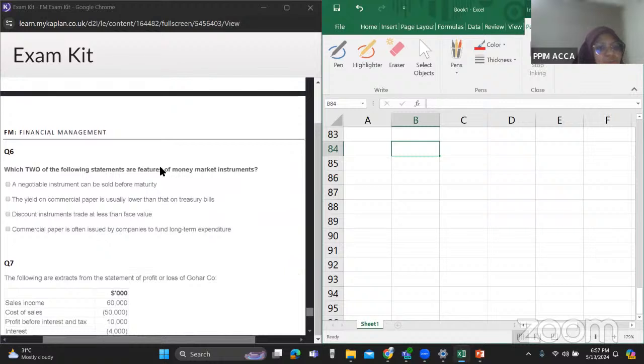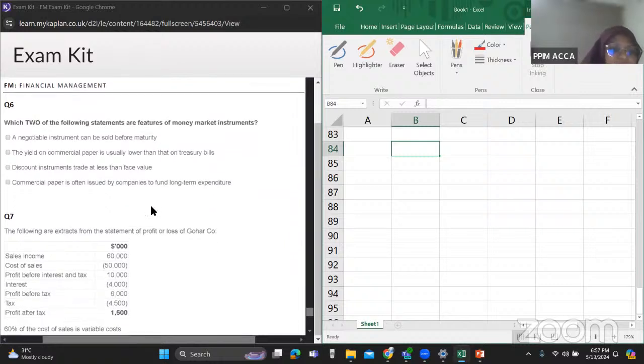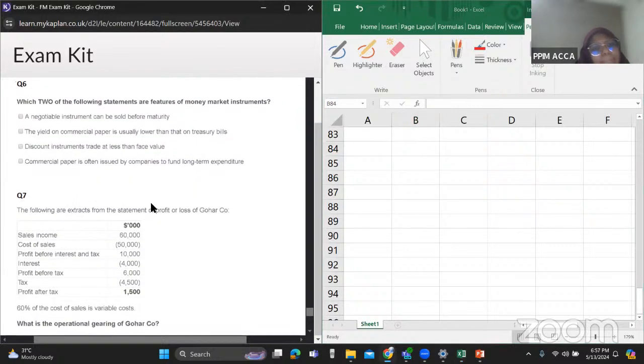Which two of the following statements are features of money market instruments? What do you think? If you're not familiar with the money market and all that, please go through that theory area, okay? Where we talk about the capital markets, the money markets. So two of the following statements, which are features of money markets. Okay, so I'll just read through it.